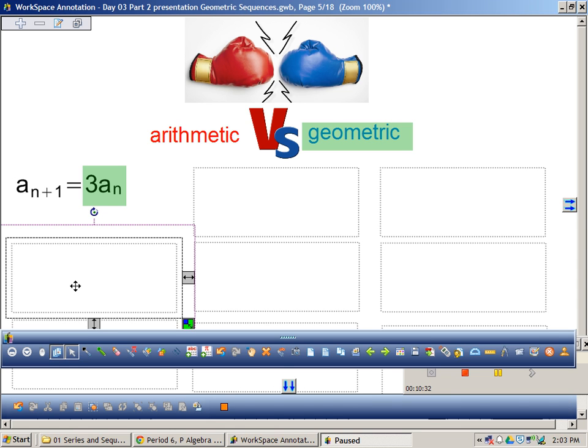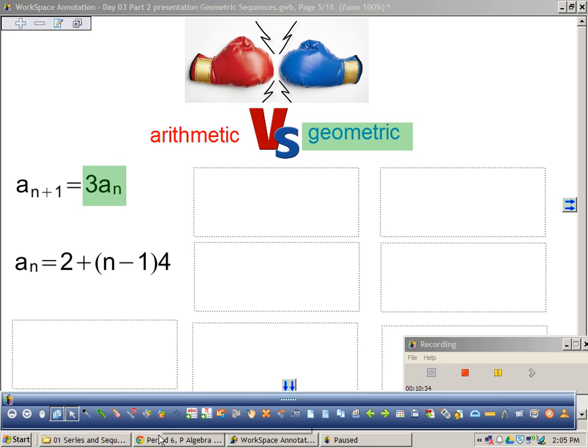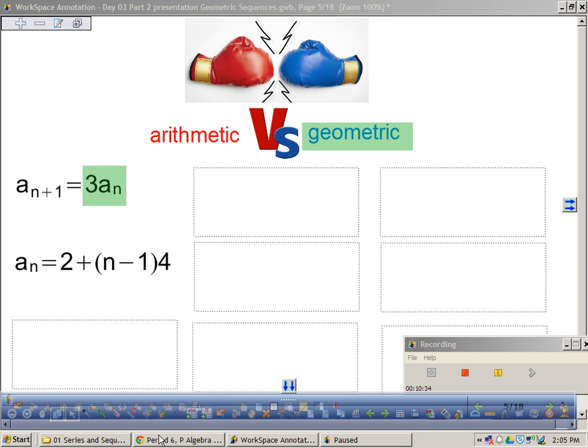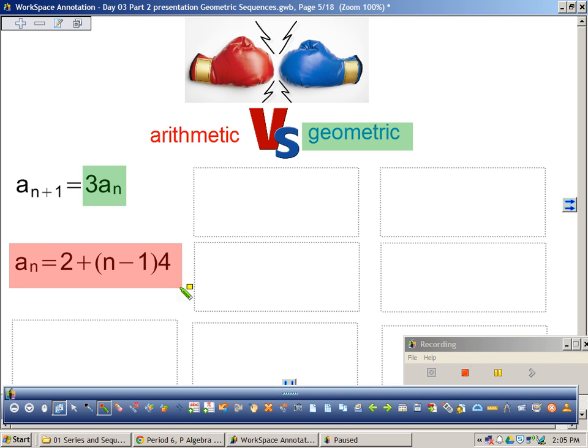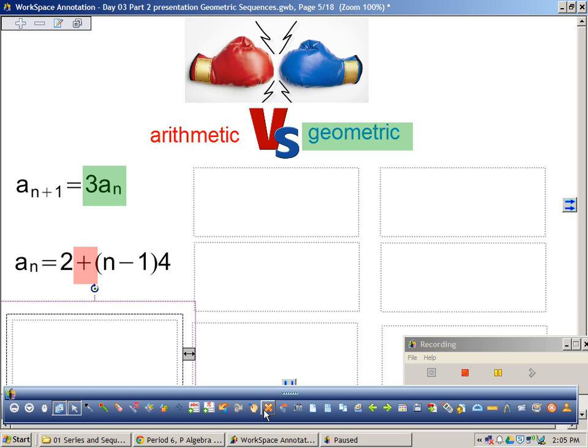Let's try another one. All right, so tell me, is that arithmetic, addition and subtraction, or is that geometric, multiplication and division? Need everybody to show me a paddle. Okay, we almost all of us agree on this one. Good. So that one is arithmetic, I have addition right here. Let's try another one.